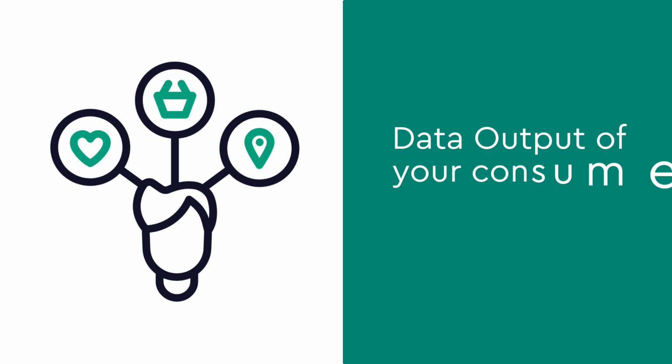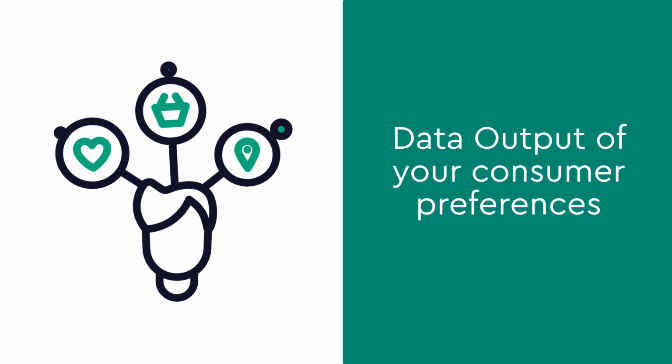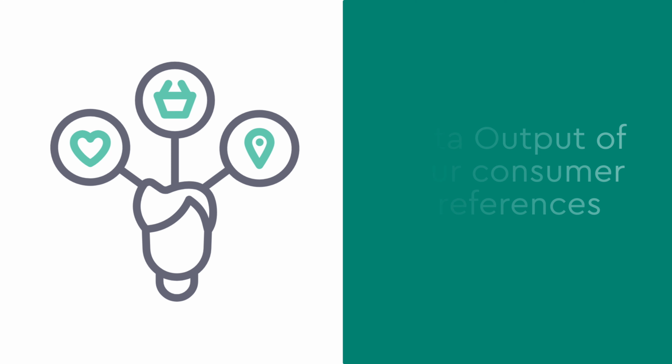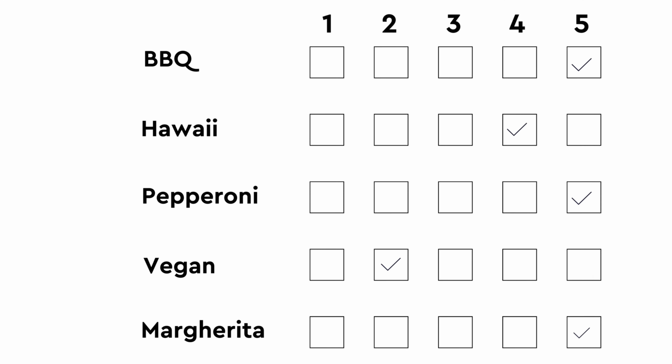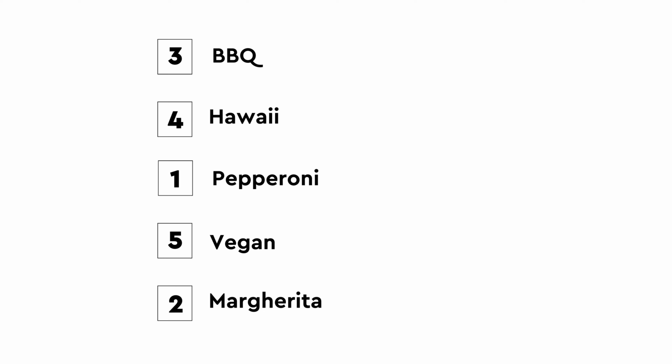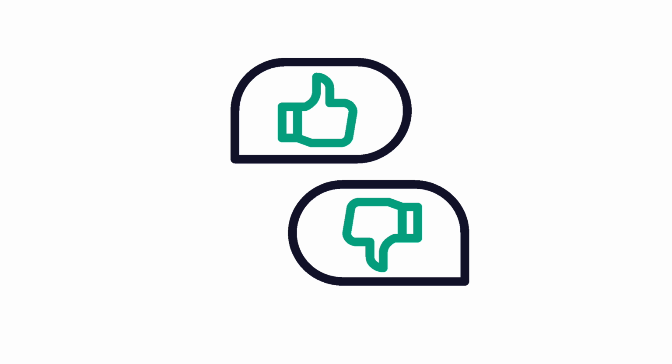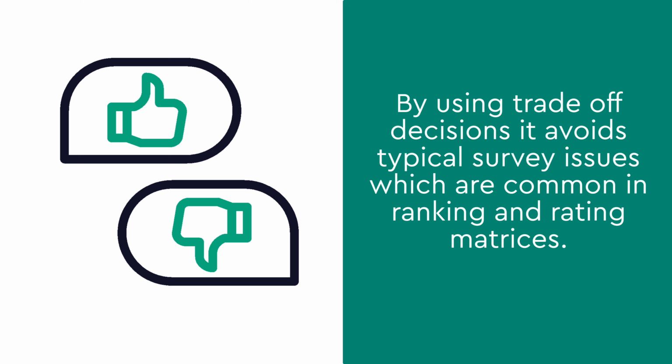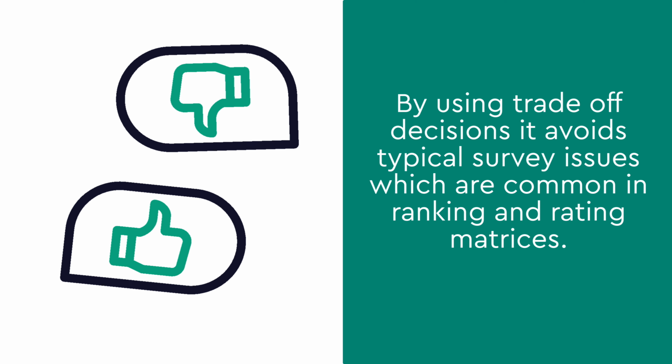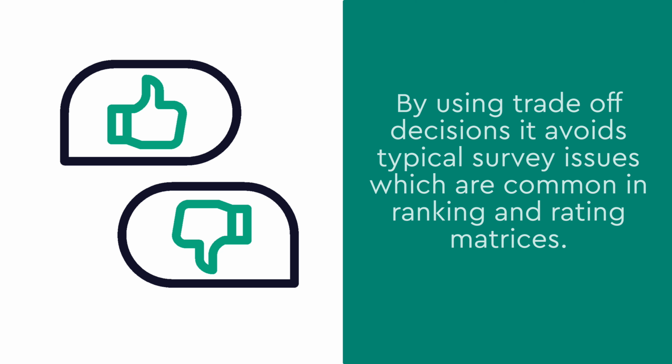Well, first you need to generate a data output of your consumer preferences for your target group. These preferences can be measured by using a rating or ranking matrix. quantilope uses a max diff. It offers valid and high-quality data. By using trade-off decisions, it avoids typical survey issues which are common in ranking and rating matrices.